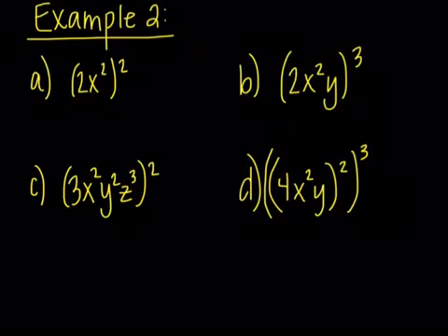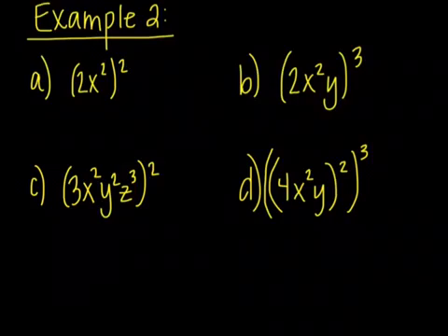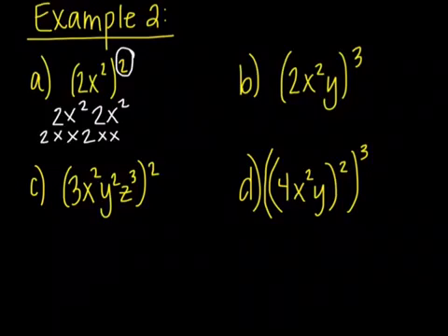Example 2. These can get a little bit harder when I add coefficients or leading numbers in. I'm going to apply the same process that I did to the previous examples. So I'll look at my outer parenthesis to figure out how many times the inside is repeating. So 2x squared times itself twice. Now, x squared can become x times x. My coefficients can simplify, so 2 times 2 will give me 4. And I have 4 x's, so I have a base of x and a power of 4.